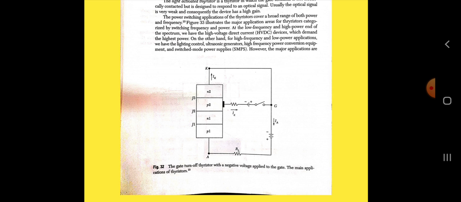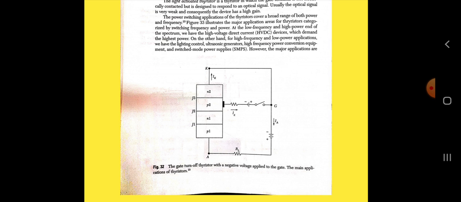The light activated thyristor is a thyristor in which the gate terminal is not electrically contacted but is designed to respond to an optical signal. Usually the optical signal is very weak and consequently the device has a very high gain.